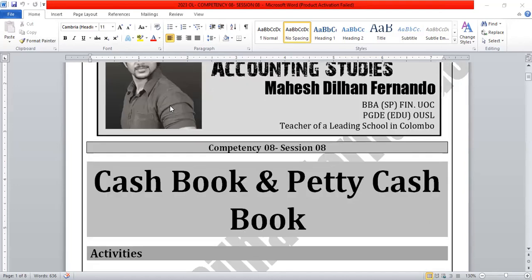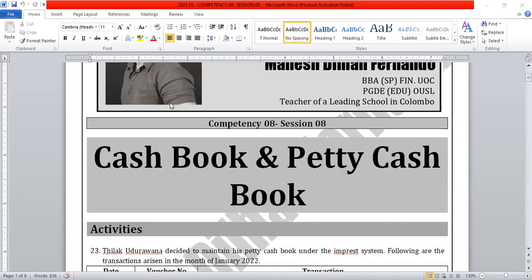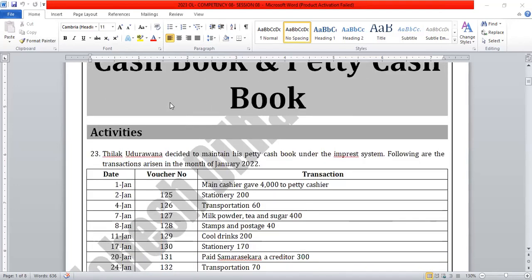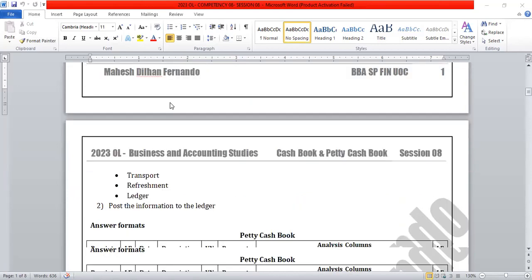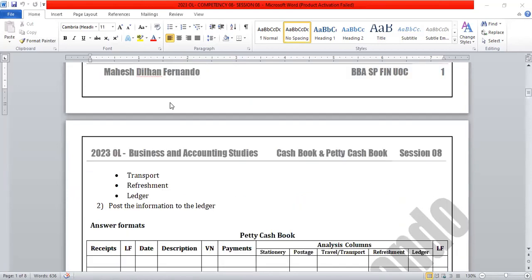So in today's activity, today I'm completing the 8th competency. But if I feel that I need to discuss more questions on petty cash book, I will discuss a few more activities, but it depends on today's session.